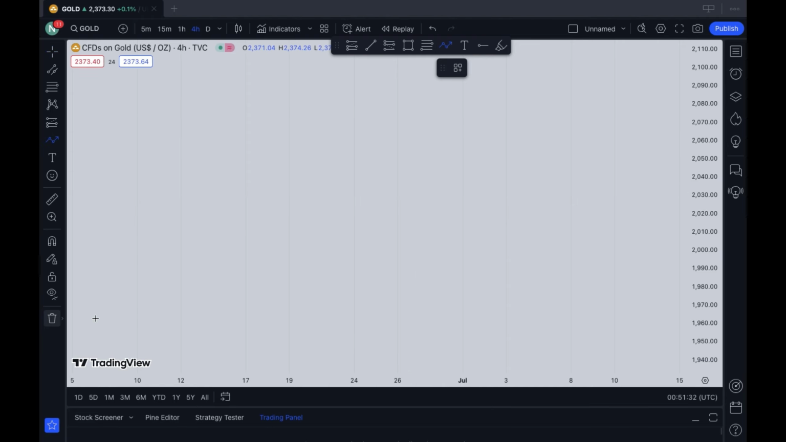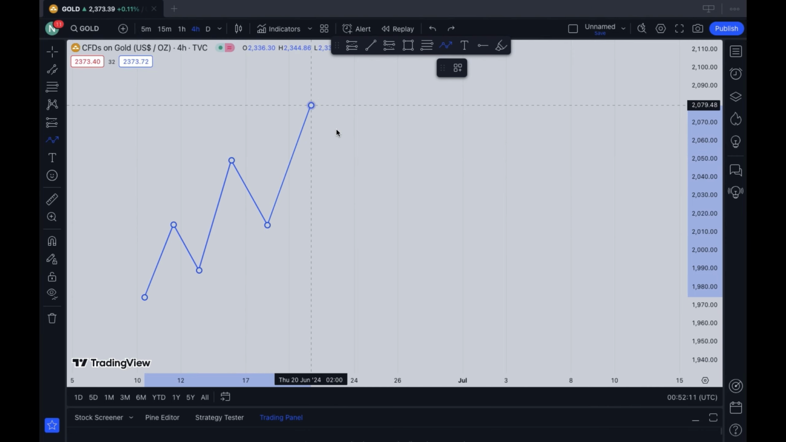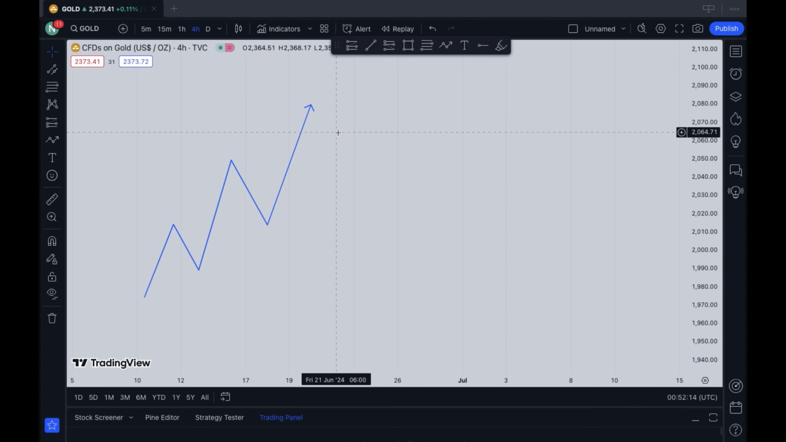Before you can understand break of structures, we need to look at what a structure is. A structure is simply price delivery, or price action. When you see price action forming a certain trend, either an uptrend or a downtrend, you can call that a structure. For this sketch right here, this is an uptrend. Why? Because we have a series of higher highs and higher lows.